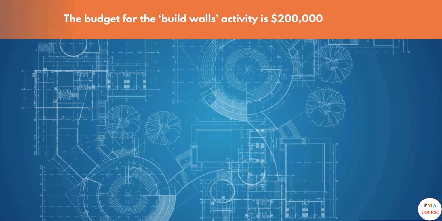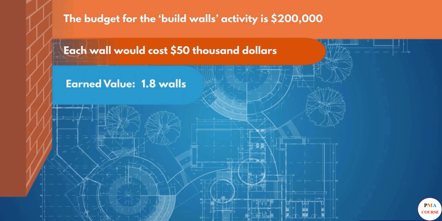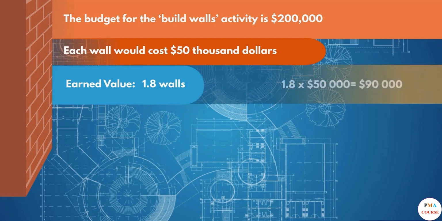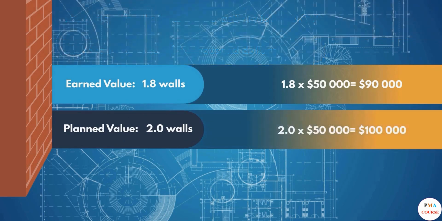Let's say the budget for the build walls activity is $200,000. This would mean each wall would cost $50,000, and our earned value so far is 1.8 walls. To convert this into dollars, we multiply it by the number of dollars, so 1.8 times 50,000 equals $90,000. We do the exact same thing for planned value. So 2.0 walls multiplied by 50,000 equals $100,000.